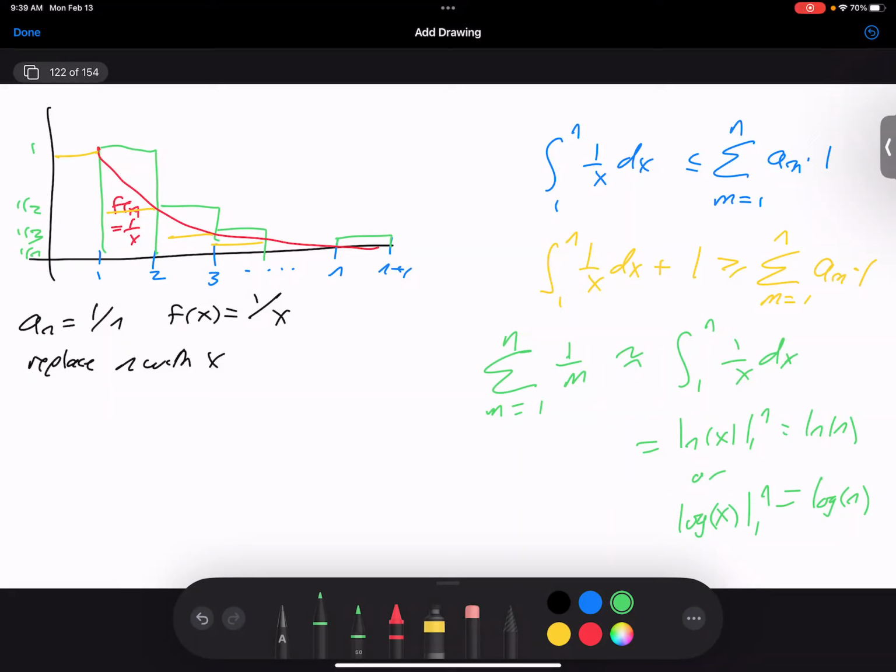So this becomes a way to show not only that the sum of 1 over n diverges, but that we have some idea of how quickly it diverges, or better yet, maybe how slowly. So here's an example where the terms are tending to 0, but the sum diverges. So this is one of the most important sequences. So the sum of 1 over n diverges.